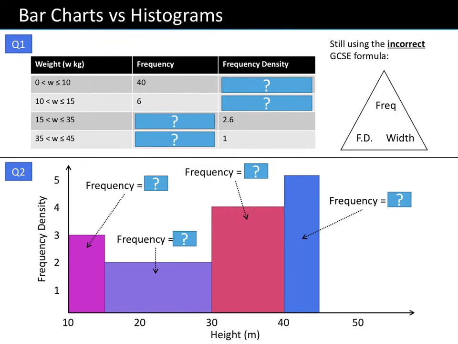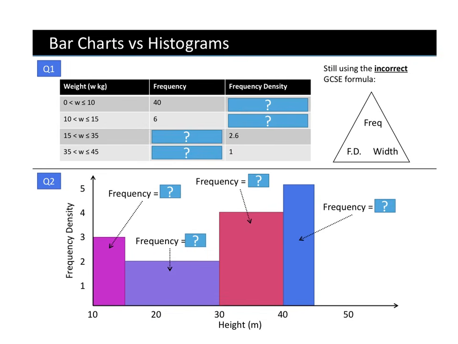So here we have again our bar chart versus histograms. Now, Dr. Frost uses the triangle method. We don't use this. We just know that frequency density is frequency divided by class width, okay? So very quickly, we should be able to find the frequency density or the missing frequency and write down the answers for question 1.